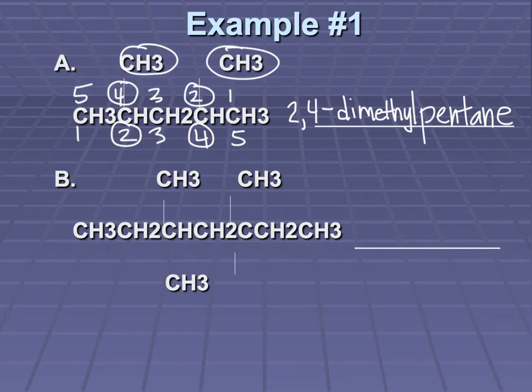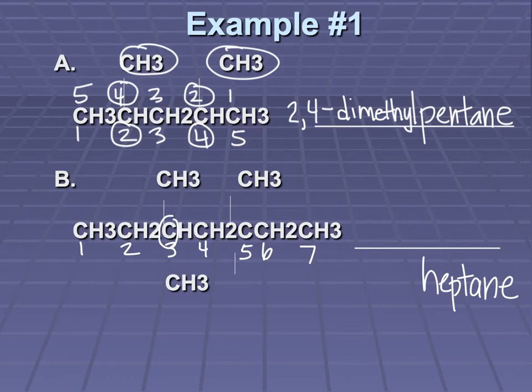Okay, so what's the prefix for 7? Prefix for 7 is hept. So this would be heptane at the end. All right, now let's figure out which direction to count the carbon chain. We can go this way. 1, 2, 3, 4, 5, 6, 7, where the branches will come off of here, which is number 3, and then we would have 2 branches here off of number 5. Okay, so that's one option.